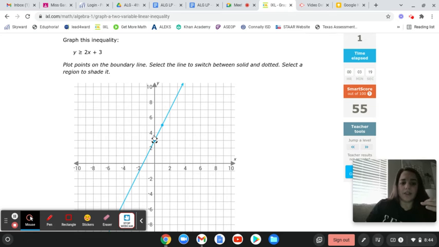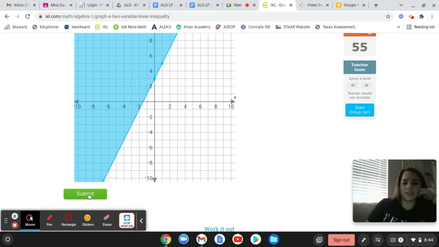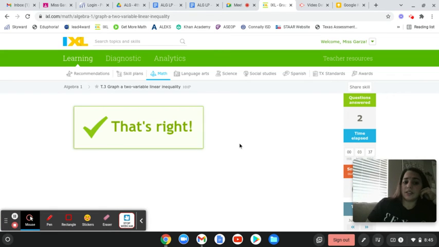If the y value is greater, that means that these numbers on the y-axis are bigger than where we're at. So if we're bigger, we're on top of the line, we're up here. You kind of have to think on top or below of the line. Okay, so that is our answer. Let's try another one.